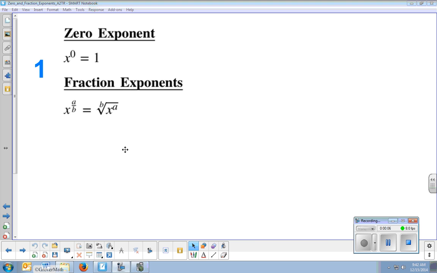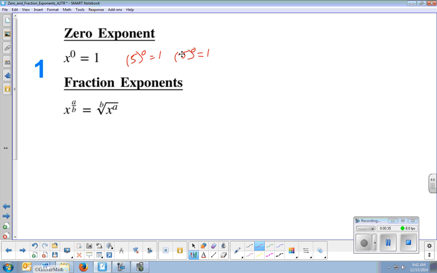So two topics we're talking about in this video. The first one is an exponent of 0. And basically the property is that anything raised to the 0 power equals 1. There's not much else to that. Just know that it doesn't matter if it is 5 raised to the 0, which equals 1, or negative 5 raised to the 0, which equals 1. It's never equal to negative 1.